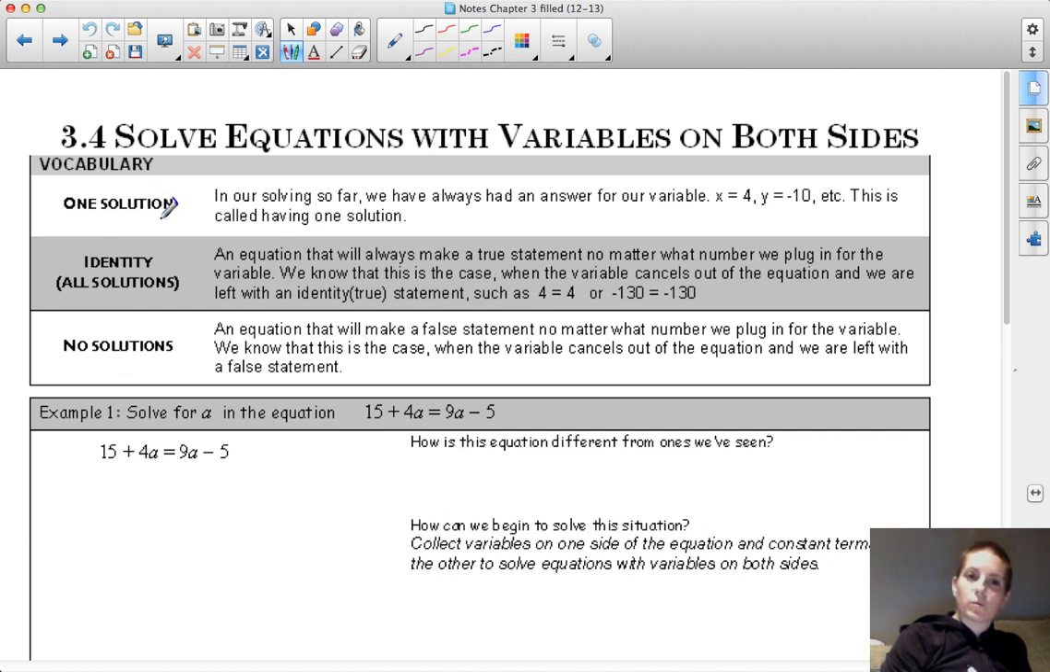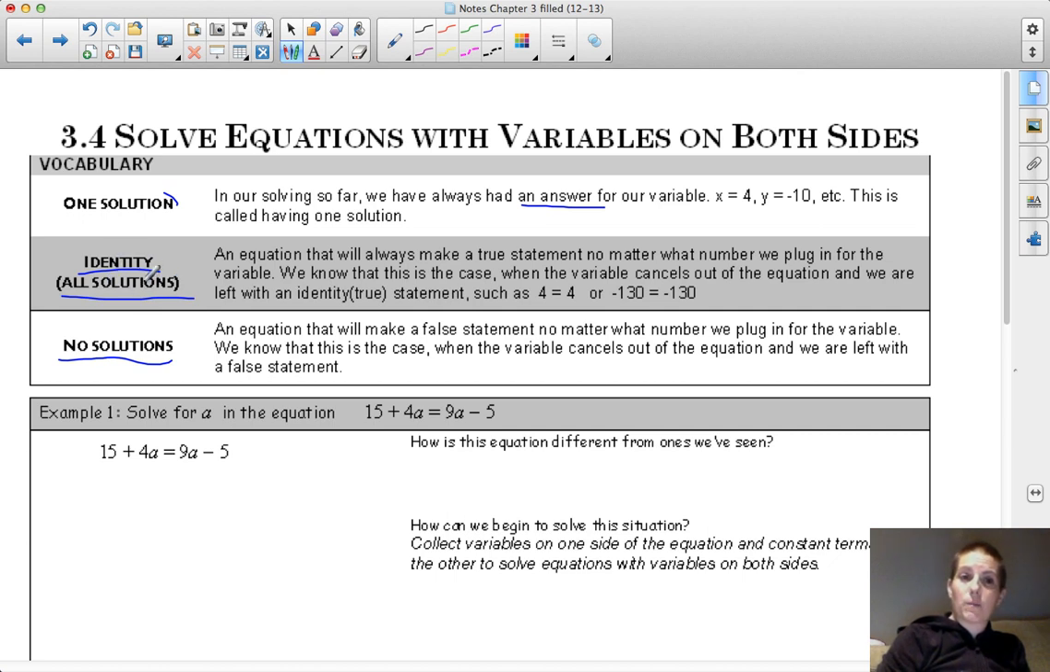When we use this phrase, one solution, we're going to be talking about having a single answer, a value for our variable. So x equal to 4, y equal to -10. This is called having one solution. What we're going to see in today's lesson is that sometimes any number that we want will cause my problem to work, or no matter what number I choose, nothing's going to work.